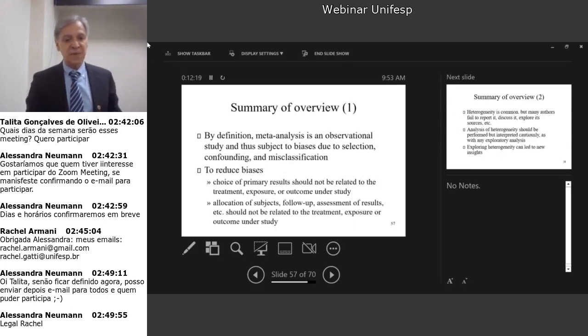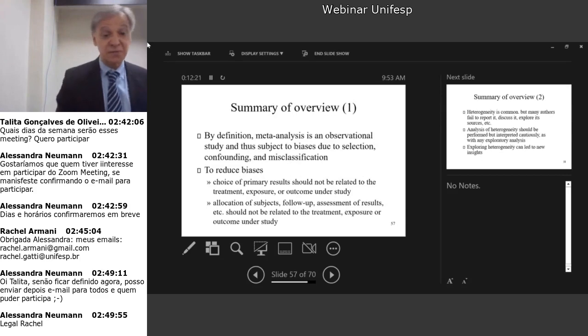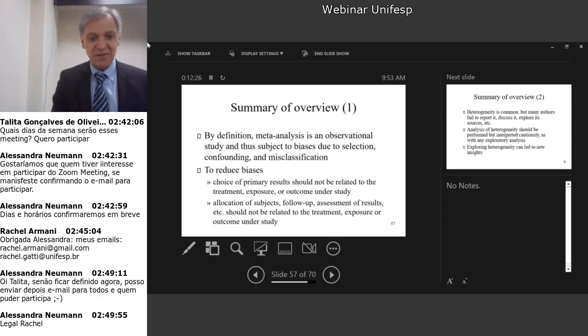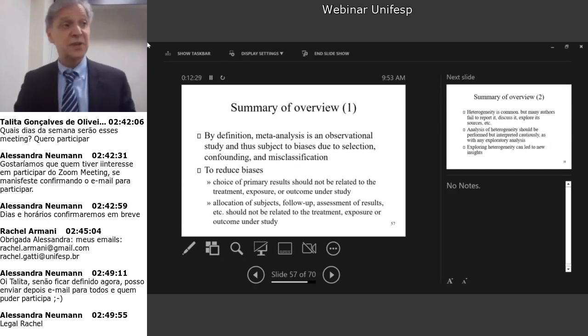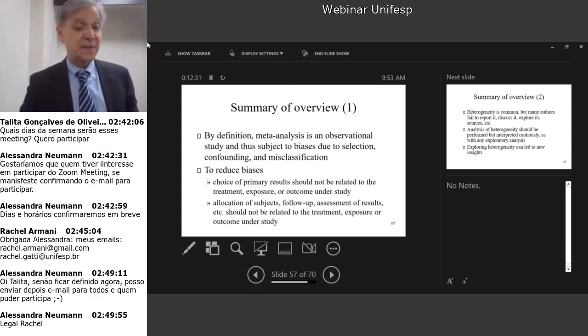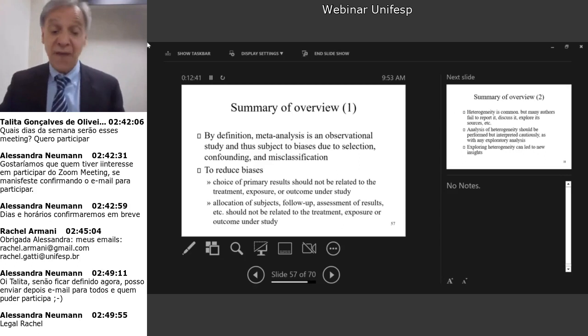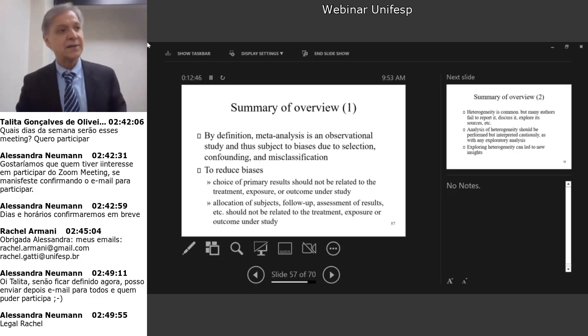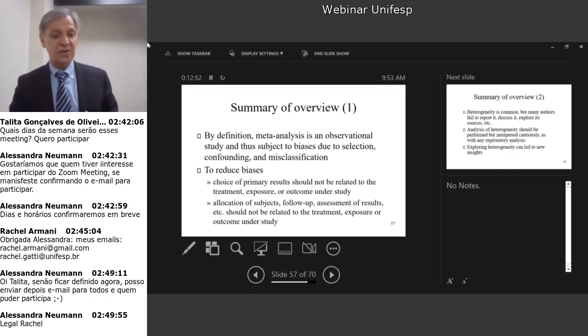Summary of the overview of meta-analysis. By definition, meta-analysis is an observational study because you're observing other people doing studies, and it is subject to bias due to selection, confounding, and misclassification. If you select the wrong studies, you're biased. But if you use criteria, like indicators of quality of studies, you may have a way to control for the bias or to explain what the selection bias is. You can also get information on confounding by using that quality score, so to speak. And misclassification may give you proof, but you actually need to study the papers to understand the original studies.